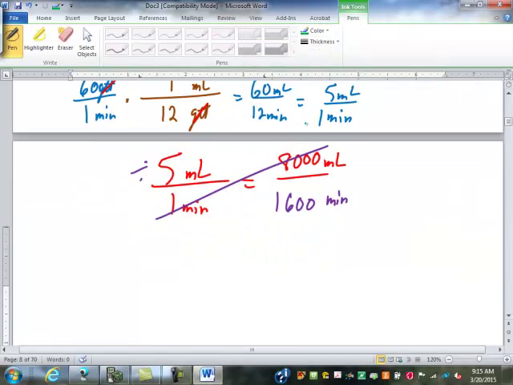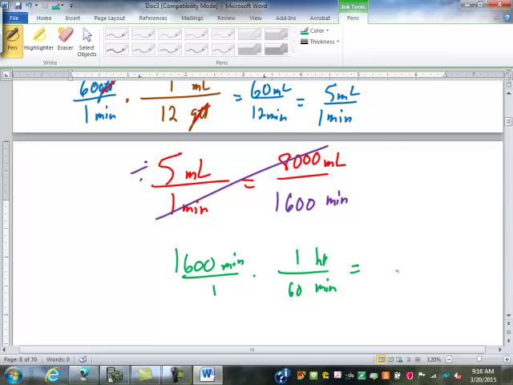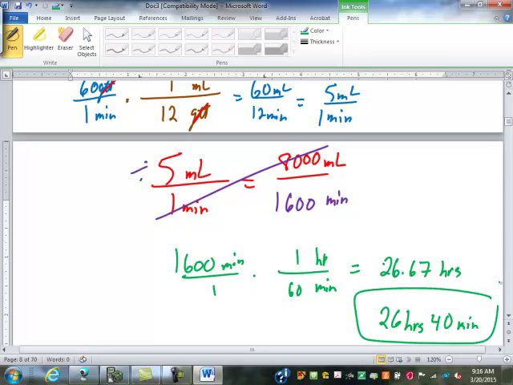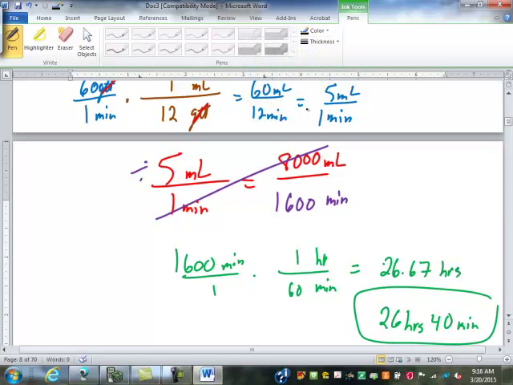And now, of course, 1,600 minutes is going to get converted into hours by dividing by 60. Which comes out to be 26.67, or 26 hours. 0.67, most of you should notice, is 2/3. 2/3 of an hour is 40 minutes. If you left it as 26.67 hours, that'd be fine too.